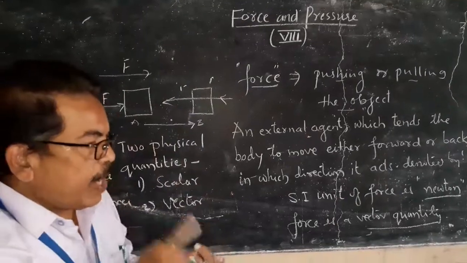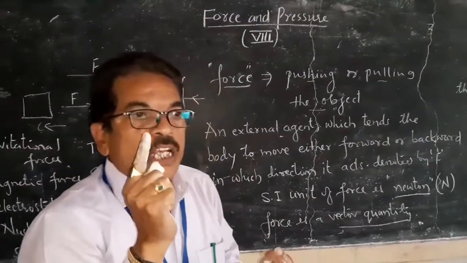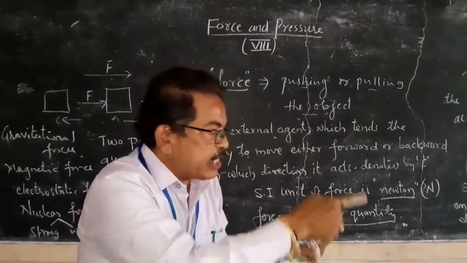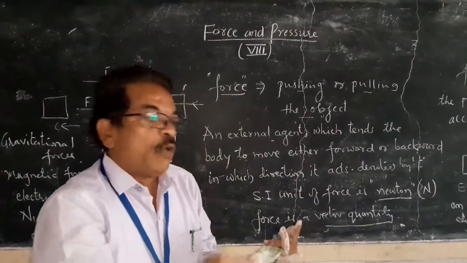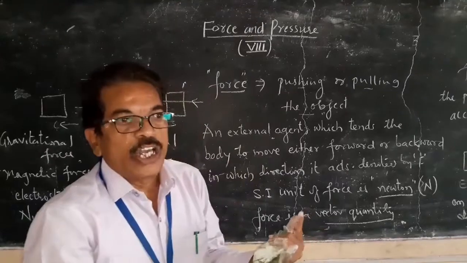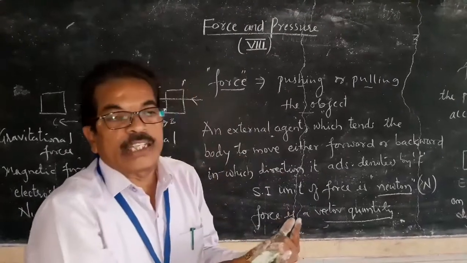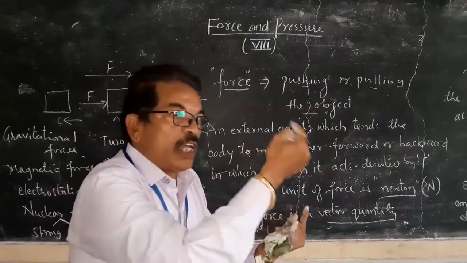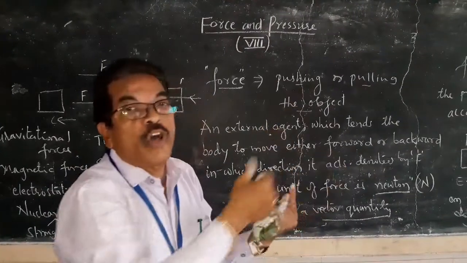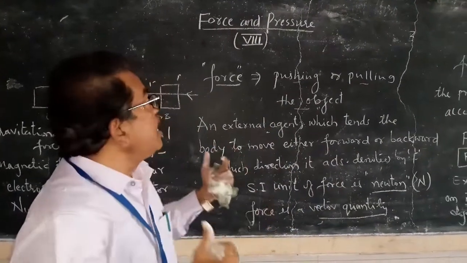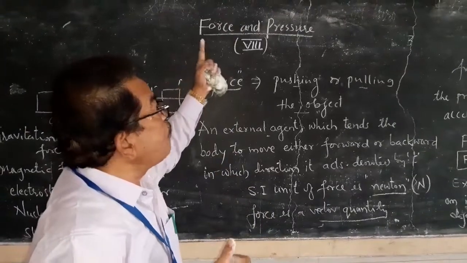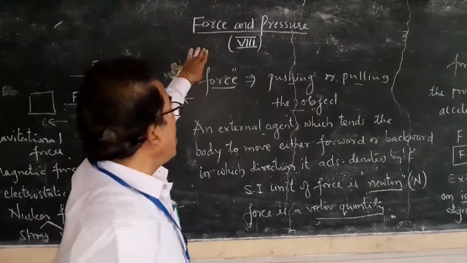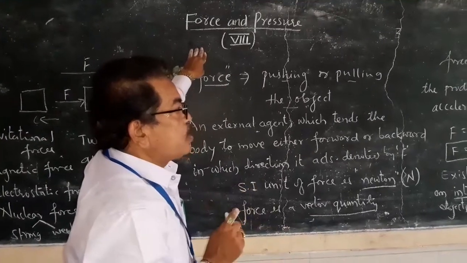Then the other simple effects: there will be a change in the shape of the object, a change in the direction of motion of an object, an increase in acceleration, or a decrease in acceleration, which we call retardation. So many effects of forces are there with respect to the application of force.